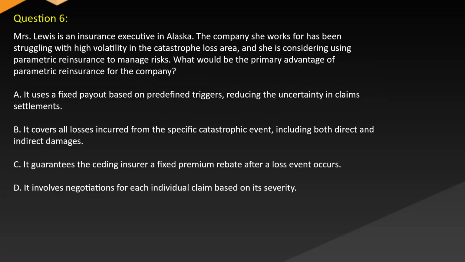Question 6. Mrs. Lewis is an insurance executive in Alaska. The company she works for has been struggling with high volatility in the catastrophe loss area, and she is considering using parametric reinsurance to manage risks. What would be the primary advantage of parametric reinsurance for the company? A. It uses a fixed payout based on predefined triggers, reducing the uncertainty in claim settlements. B. It covers all losses incurred from the specific catastrophic event, including both direct and indirect damages. C. It guarantees the ceding insurer a fixed premium rebate after a loss event occurs. D. It involves negotiations for each individual claim based on its severity.